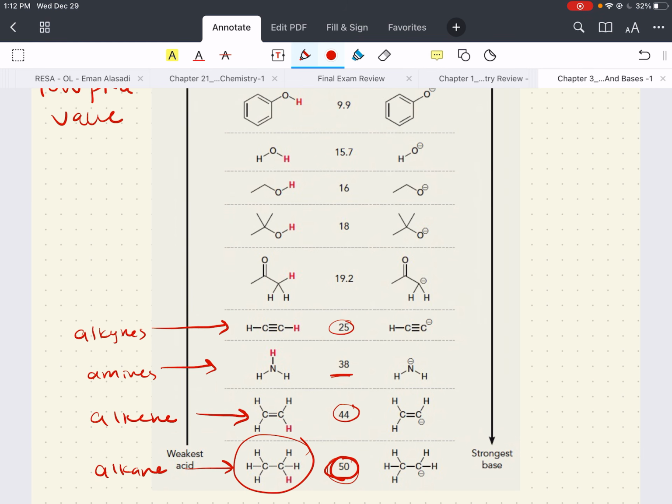Here you see a ketone, a ketone, but where this group has a hydrogen.